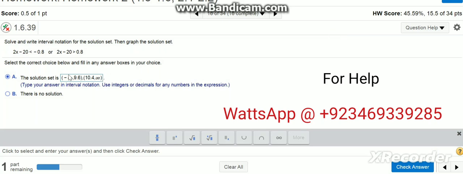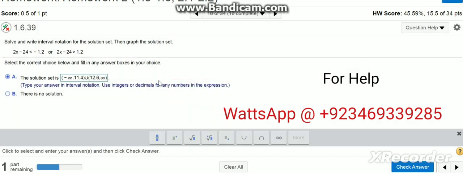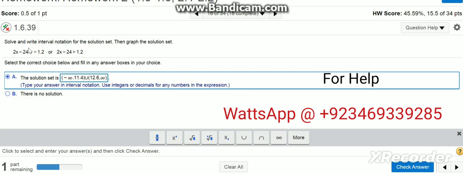Okay, it shows that it will be minus infinity to 9.6 and 10.4 up to infinity. Let's check. Okay, there is some problem again. You know where we were missing? We were not putting union there. There are two expressions, so the solution should be the union of two of them.